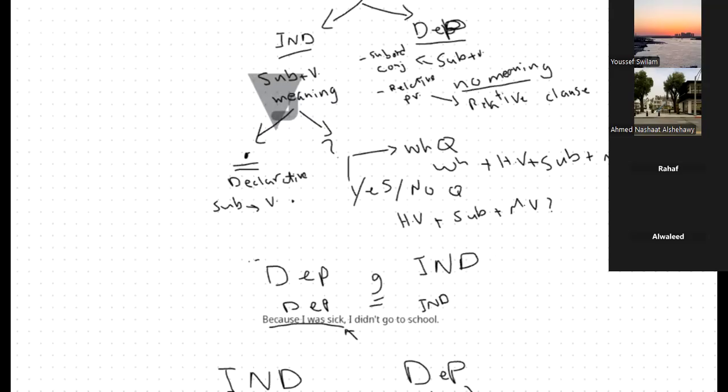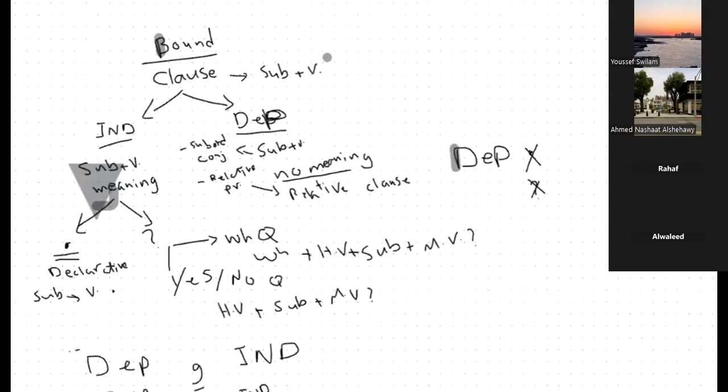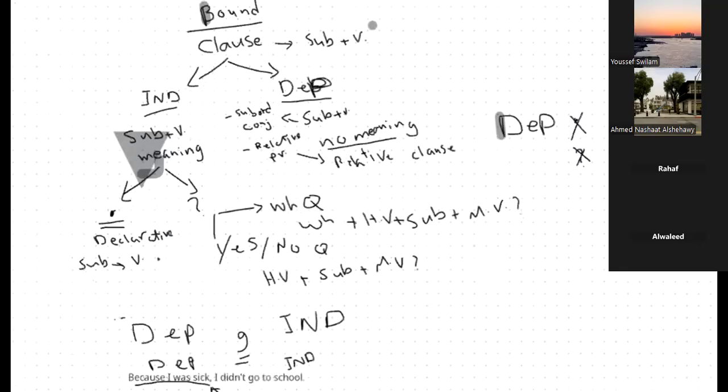What about the dependent? It doesn't have a meaning, and it can't stand alone. In that case, the dependent must have another independent. The dependent is like a child, it needs its parent, the independent. So the dependent clause can't stand alone. Because of that, it will never end with a full stop or question mark. Perfect. So it needs an independent.